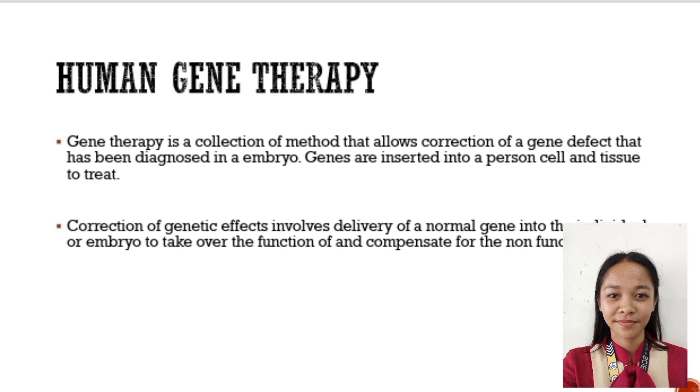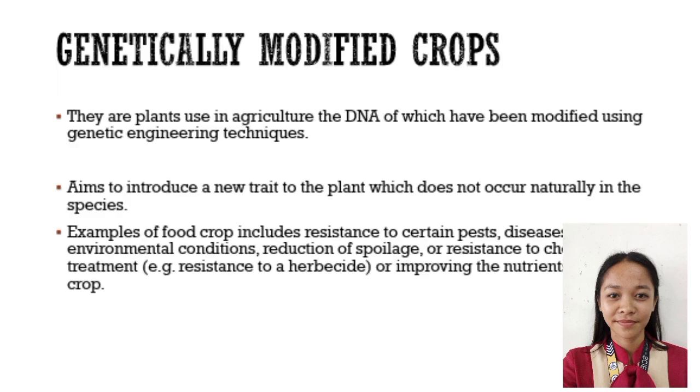The process of this is to inject the vector carrying the gene directly into the patient. So the genes that have been injected will be the ones to cure the disease. Correction of genetic defects involves delivery of a normal gene into the individual or embryo to take over the function of and compensate for the non-functional gene. So this is what I told you earlier, that the non-functional genes are being replaced by the functional genes that are being injected. Now let's move on to genetically modified crops.